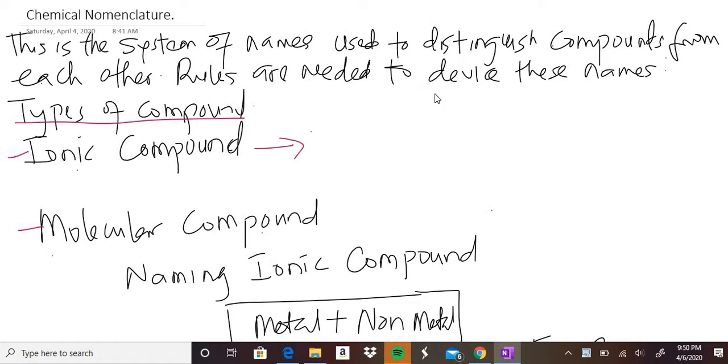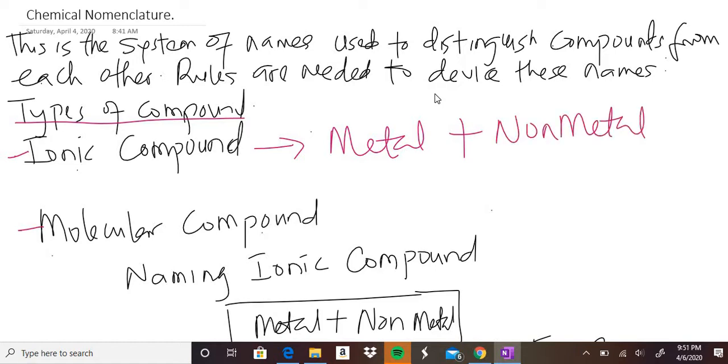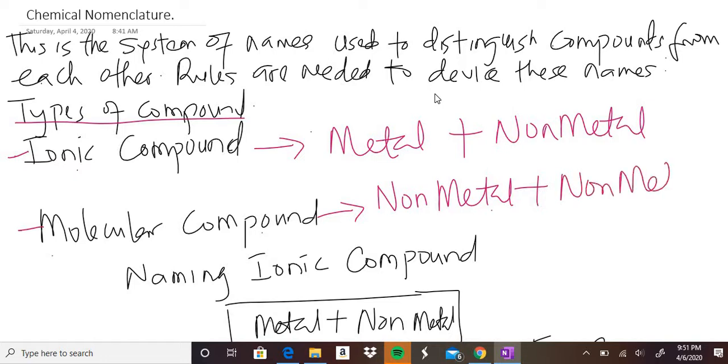Ionic compound consists of metal plus non-metals. When the metal and non-metal combine together, they form ionic compound. For this naming purpose, we are going to be dealing with binary compounds. Molecular compound consists of two non-metals. That is, we have non-metal combining with another non-metal.